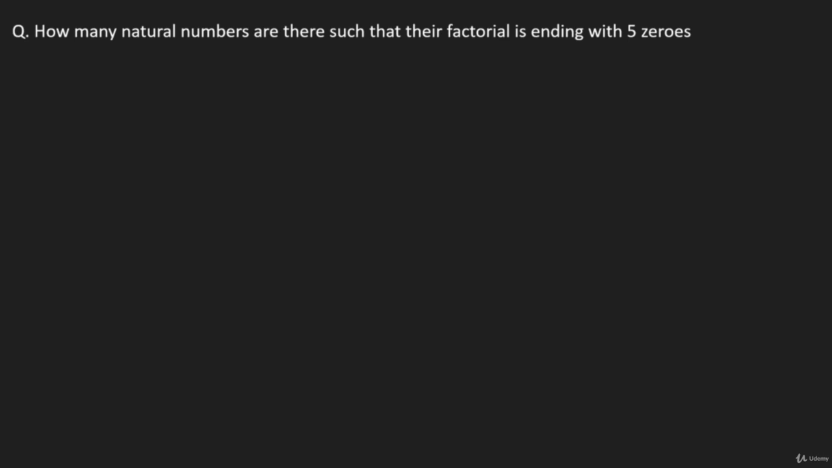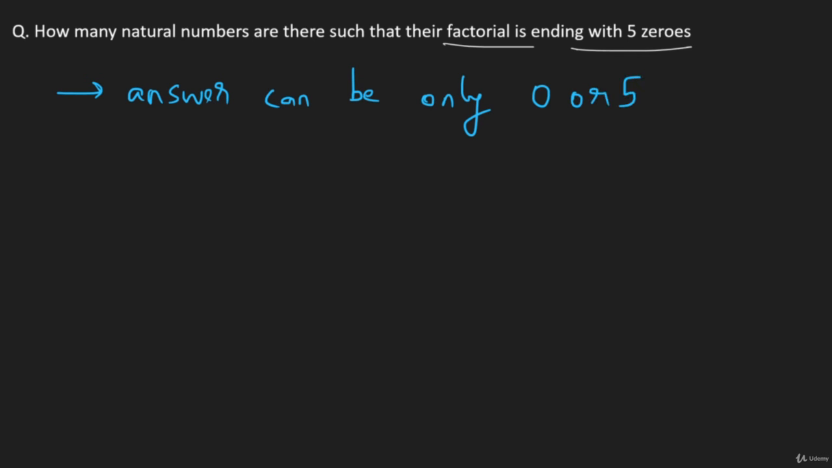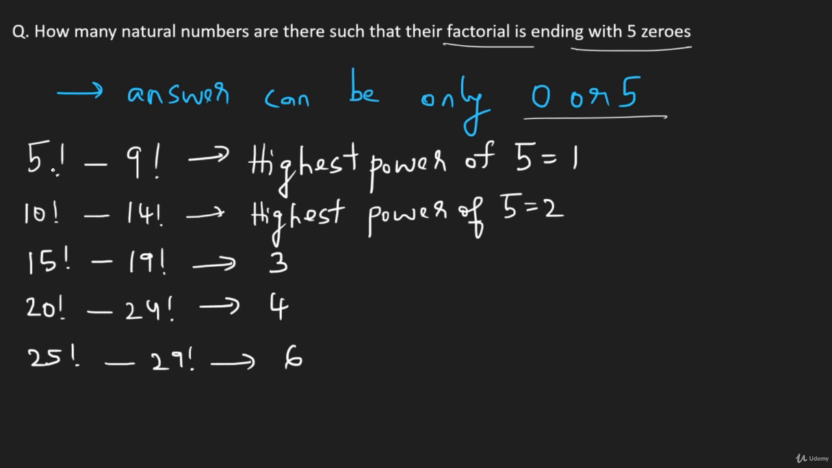Let's do this question. How many natural numbers are there such that their factorial is ending with 5 zeros? Alright, we have seen that it's always 5 numbers. So the answer can only be either 0 or 5, right? Now, we have already seen that in the case of 5 factorial to 9 factorial, it's 1 zero. In the case of 10 factorial to 14 factorial, it's 2 zeros. 15 factorial to 19 factorial, it's 3 zeros. 20 factorial to 24 factorial, it's 4 zeros. And 25 factorial to 29 factorial, it's 6 zeros, right? There is a jump of 2.